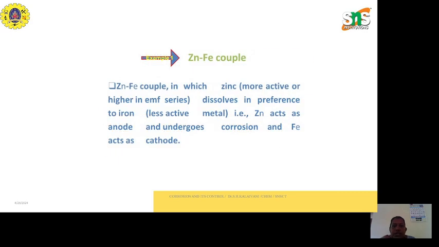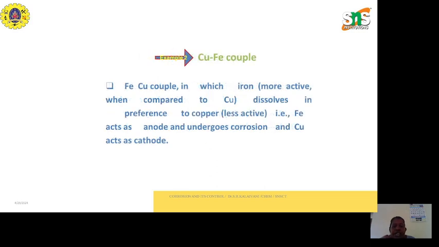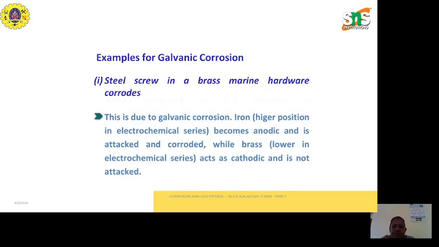In the zinc iron couple, zinc, which is more active or higher in the EMF series, dissolves in preference to iron, the less active metal. So zinc acts as an anode and undergoes oxidation, that means corrosion, and iron acts as a cathode. In the iron copper couple, iron, being more active compared to copper, dissolves in preference to copper. Iron acts as an anode and undergoes corrosion, and copper acts as a cathode.